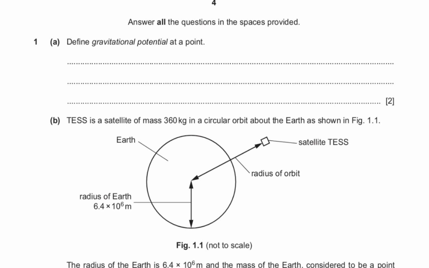So the first question is really simple. It's just asking us to define gravitational potential at a point. The definition of gravitational potential is the work done in bringing unit mass from infinity to that point. It's work done because it is energy.